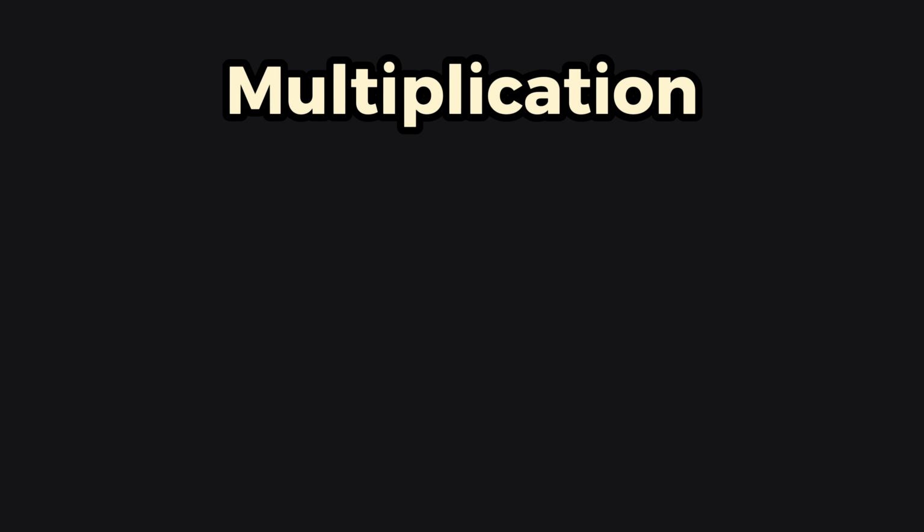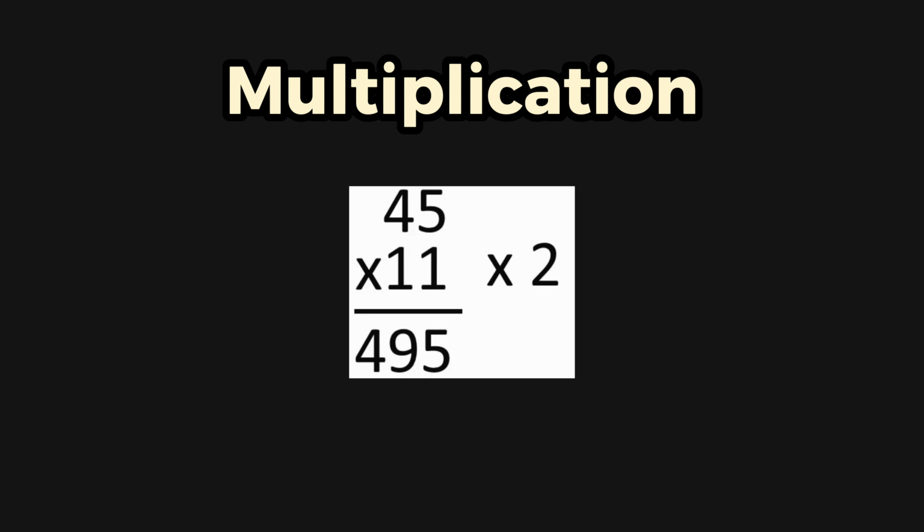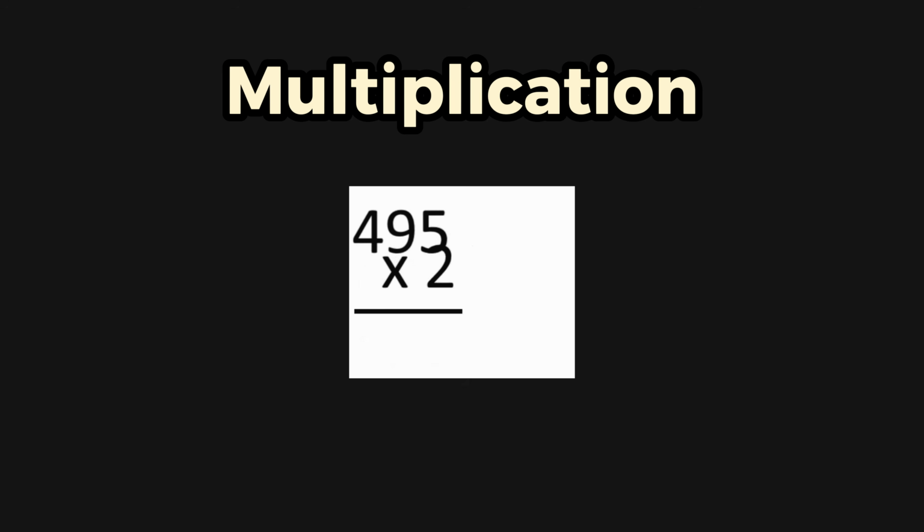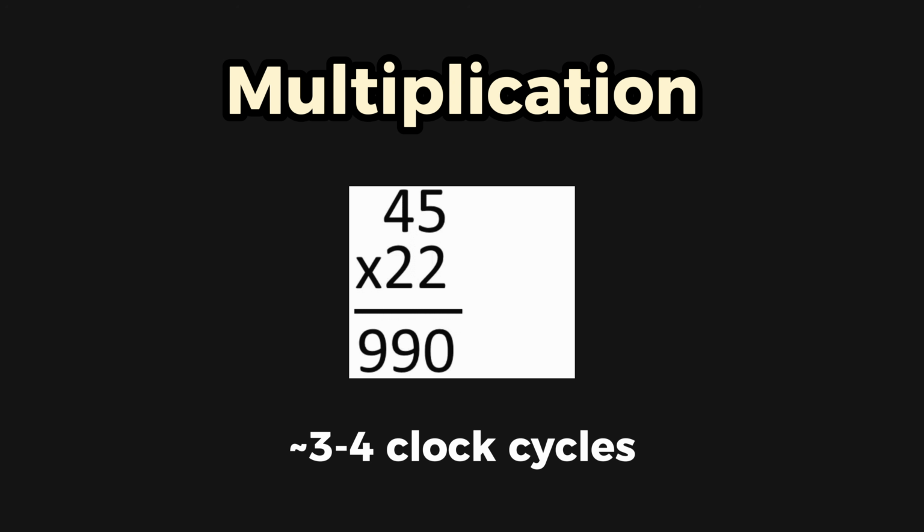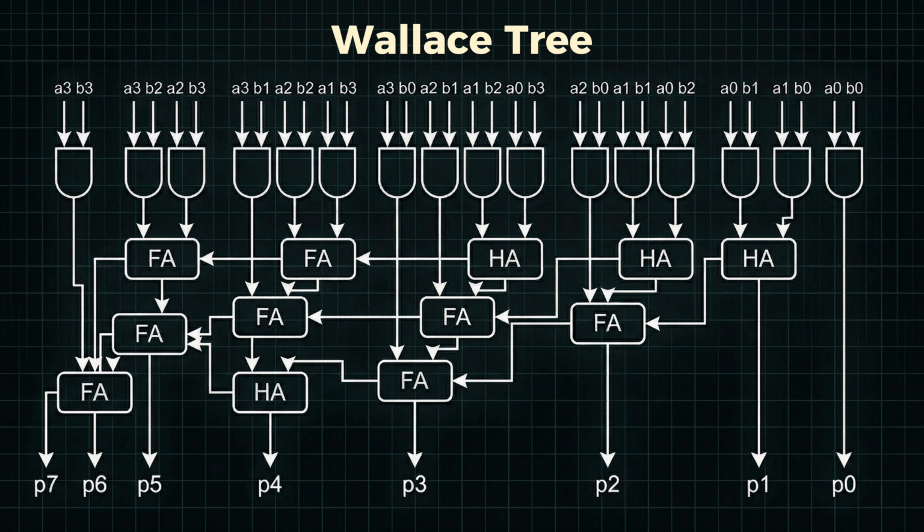Now comes multiplication and division. Multiplication is more complex, but still it only requires around 3 to 4 cycles. Why? Well, because our ALU uses large parallel adder trees for this operation, like the Wallace tree. Lastly, division and modulo. These are more expensive.